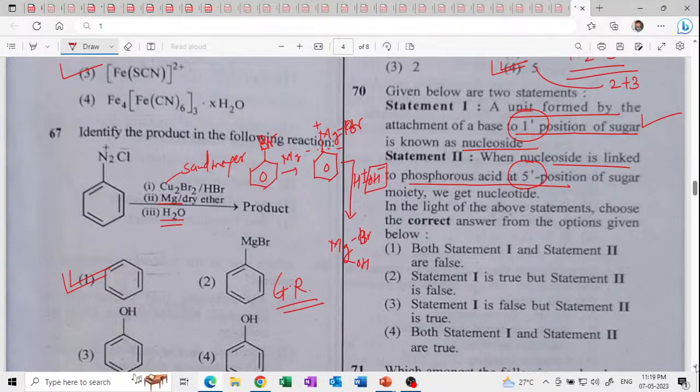So the statement 1 is true but statement 2 is false. Statement 2 is false, statement 1 is true. This is the 5 position of the sugar. Phosphorus acid is not attached. That's a link to this moiety. That's a nucleotide. Get it?